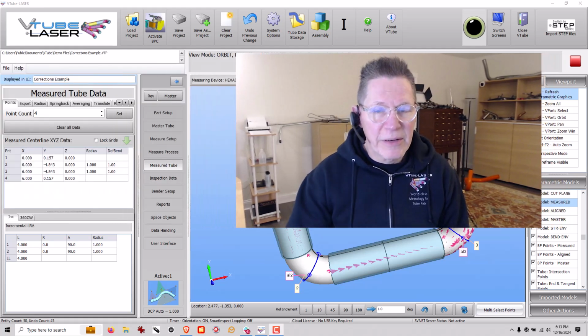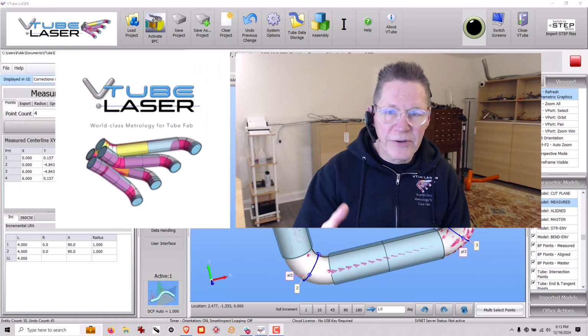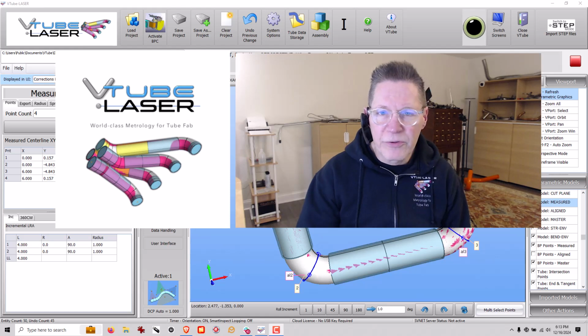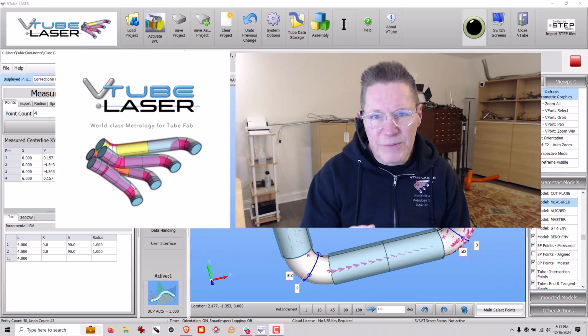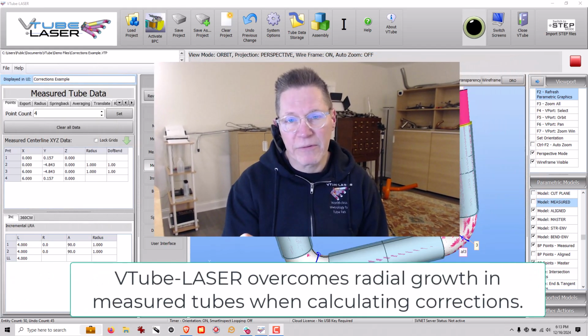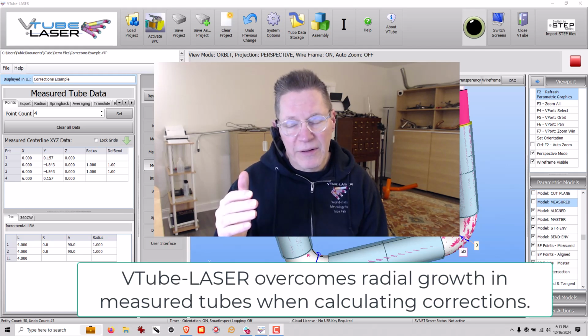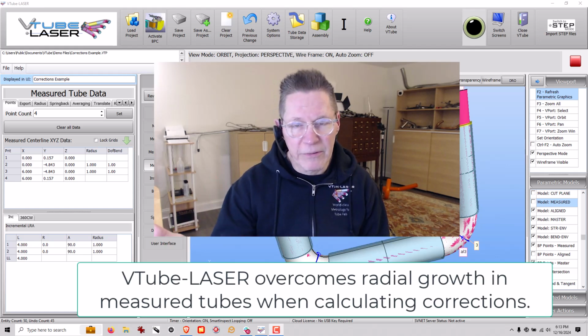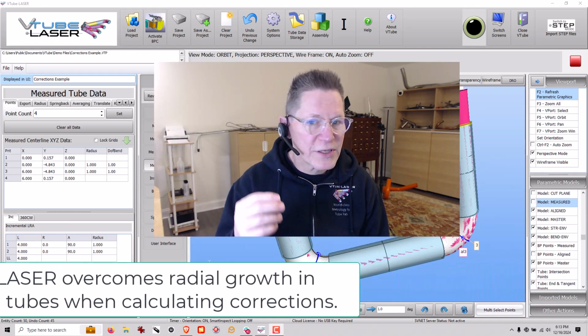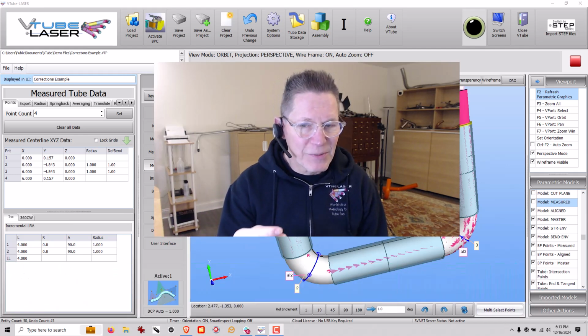In today's video, I'm going to show you that VTube-LASER understands how to calculate the length adjustments between bends that have had radial growth, and basically how VTube-LASER overcomes radial growth. In fact, VTube-LASER completely ignores radial growth when it's calculating the length adjustments between the bends.